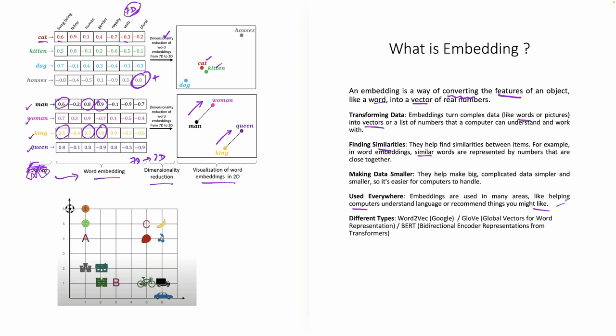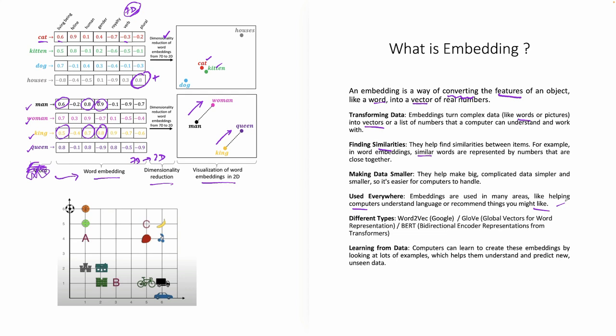Now, there are different models, based on different algorithms. So different types of embeddings which are quite popular today are word-to-vec, or word-to-vector, which was released by Google. Then you have GloVe, which is the Global Vectors for word representation, and you also have a very well-known embedding type, which is BERT. BERT stands for Bidirectional Encoder Representations from Transformers, right?